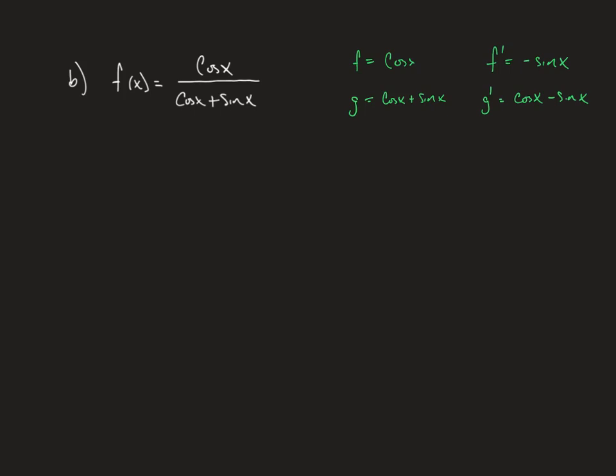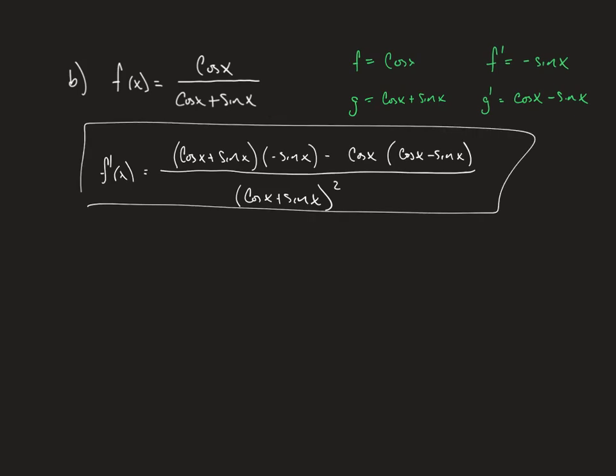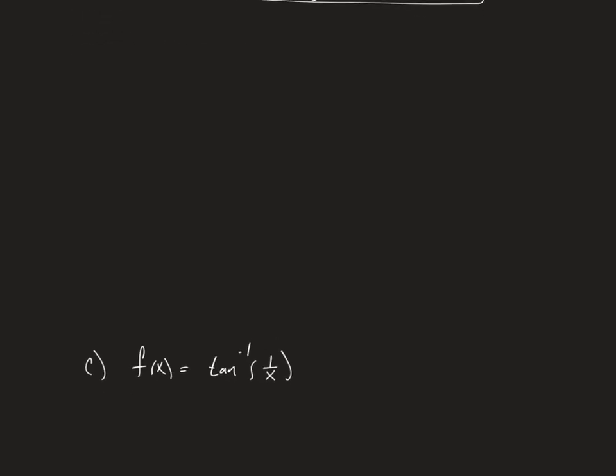G f prime minus f g prime over g squared. This is a correct answer here. Not that you need to simplify it, but you could go ahead and distribute the negative sine of x and the cosine of x if you wanted to, but it says do not simplify, so go ahead and leave your answer. That is a correct derivative there.